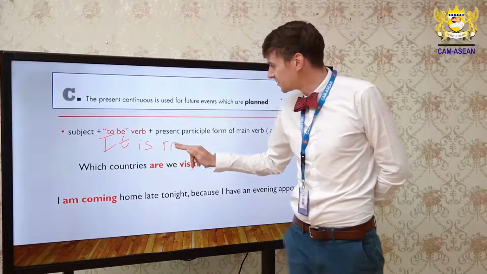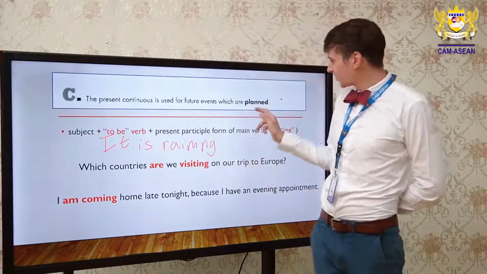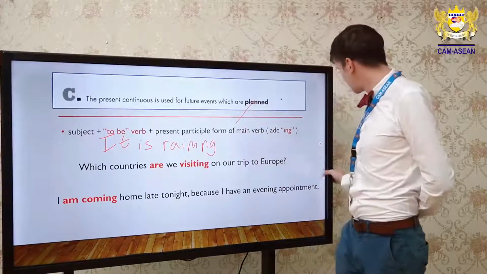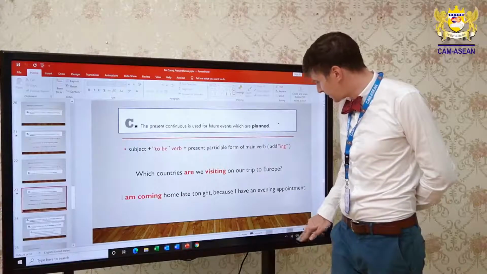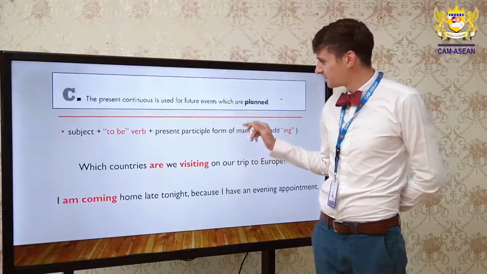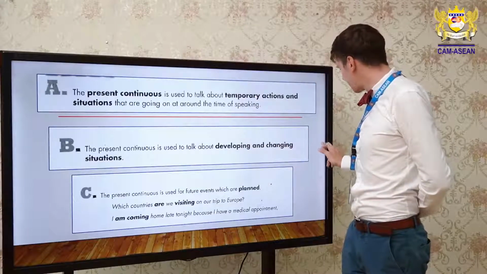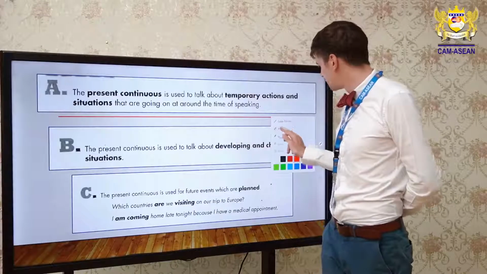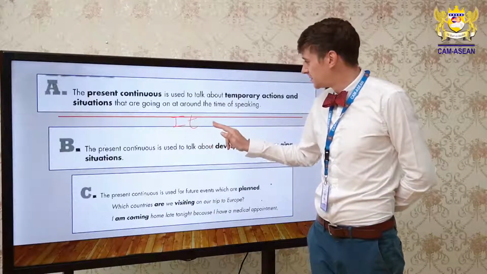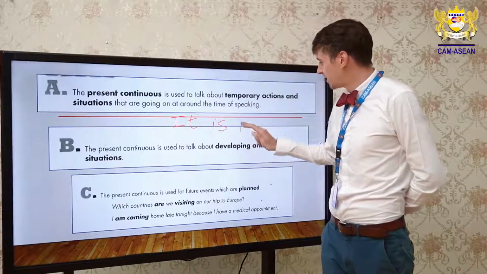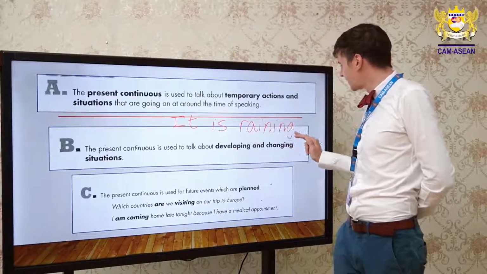It is raining. Actually, let's put this on the other slide. Bingo. So if I were to write that, I think you guys can see that okay. I hope you can. It is raining.